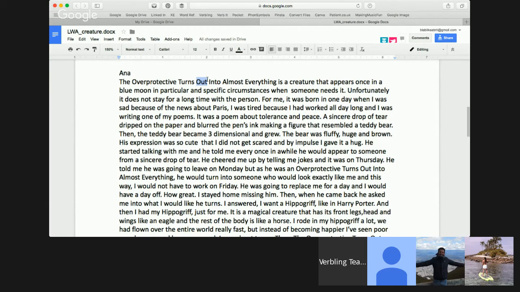We don't need to have the word out, because you're referring to the fact that he can change into different forms, right? Yes, exactly. Okay, and why did you call him the overprotective? Because this creature is overprotective. He protects people, and he is born from a sincere drop of tear. And then he comes to protect people and the world and so forth.